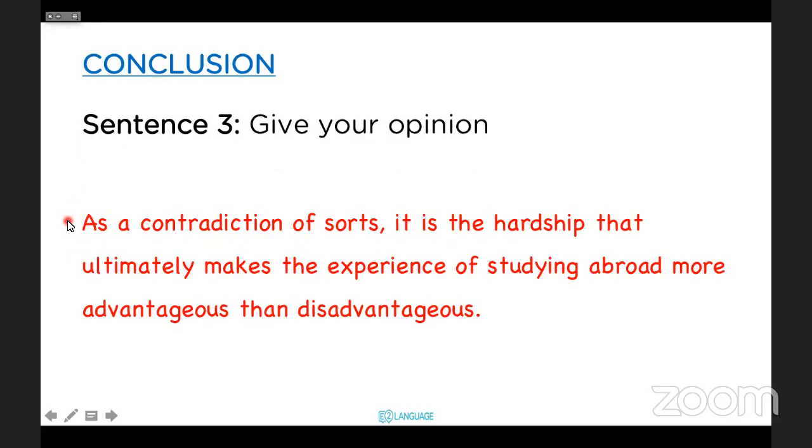As a contradiction of sorts, it is the hardship that ultimately makes the experience of studying abroad more advantageous than disadvantageous. That's my opinion. So ultimately, I think that the challenges that I was talking about, the cultural and linguistic challenges, actually become the advantage. So mine's a bit complex, but let's see what your opinion is. Write your opinion and sum up the essay in a beautiful sentence.